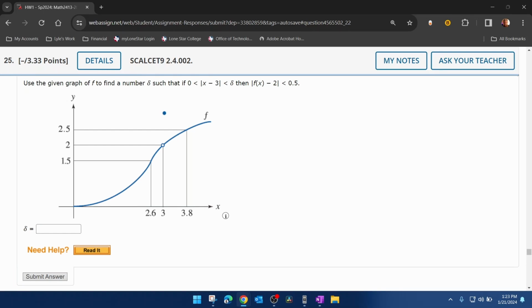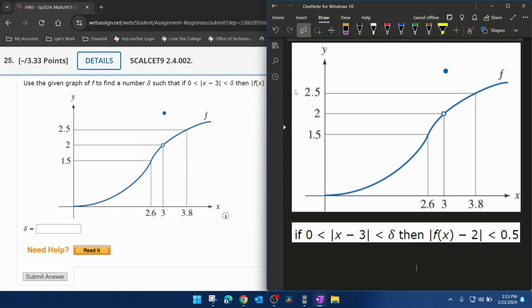Question 25 from our Calculus 1, homework number 1 in WebAssign. It says use the given graph of f to find a number delta such that if 0 < |x - 3| < delta, then |f(x) - 2| < 0.5. And so we're going to open our notepad. I've already copy and pasted the important information over here to explain how we're going to find this solution.